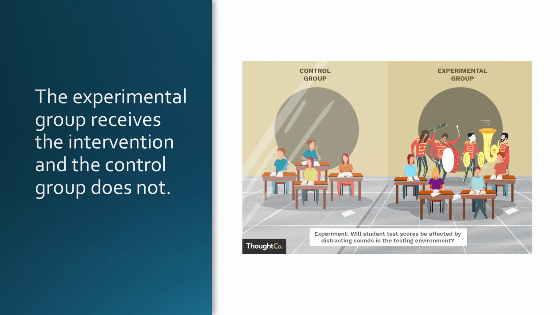For example, let's look at the diagram to the right. If you look at the bottom, it says experiment. Will student test scores be affected by distracting sounds in the testing environment? So the experimental group is going to receive the intervention. They're going to hear the distracting sounds. The control group, however, doesn't get the intervention. They don't experience the distracting sounds. So if the experimental group does worse, perhaps on their test scores, that means that the distracting sounds did affect them. So there's a difference between the experimental and control group.